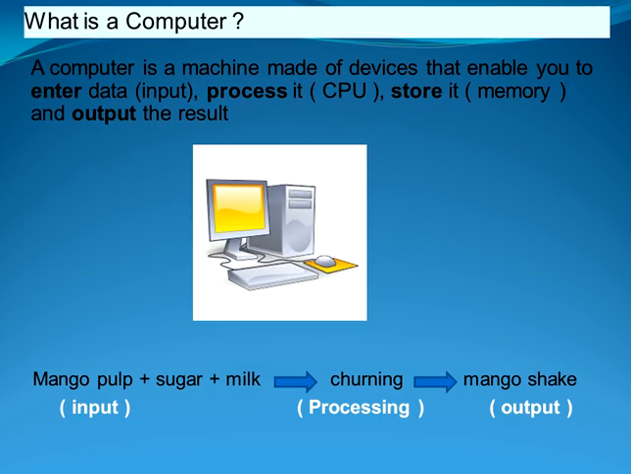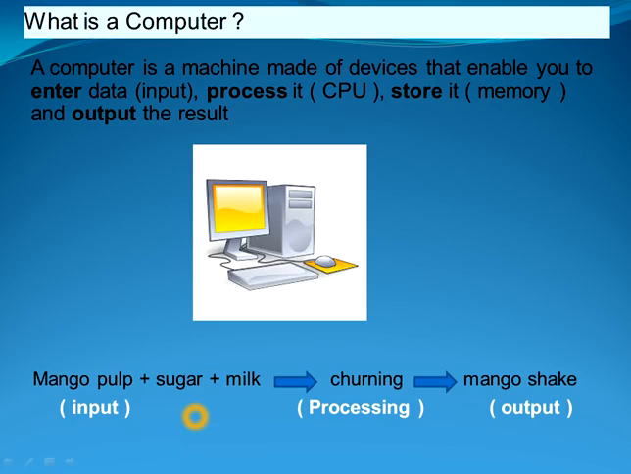What is a computer? A computer is a machine made of devices that enable you to enter data, process it, store it and output the result. Let me give you a very basic level of definition.